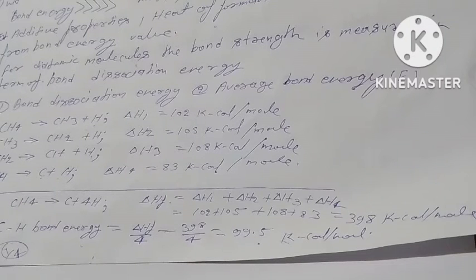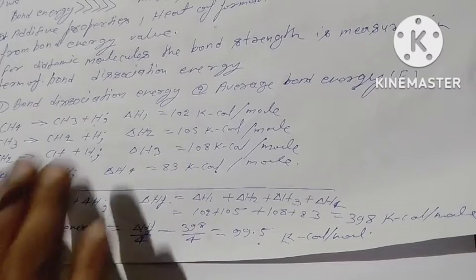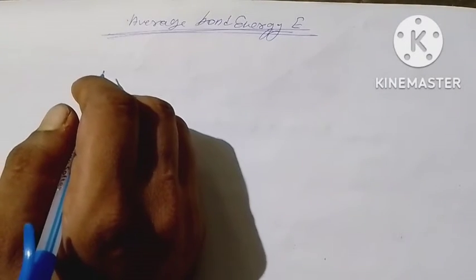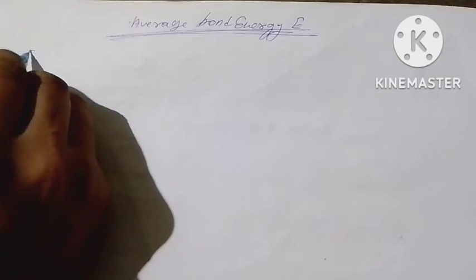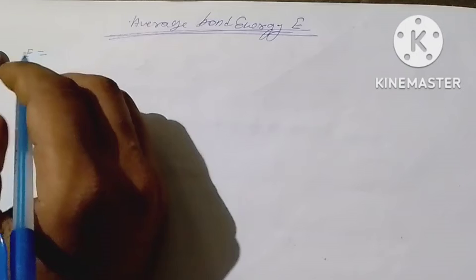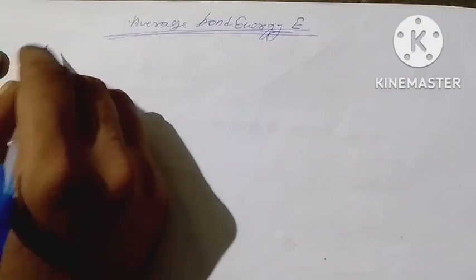Next is average bond energy E. What is the average bond energy E? Average bond energy E is equal to the energy required to break a molecule in atomic fragments.